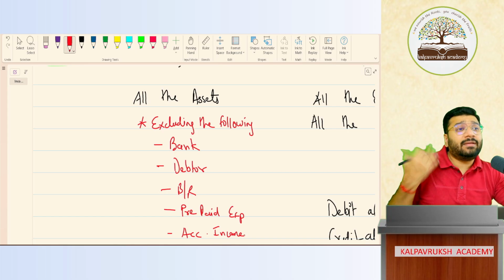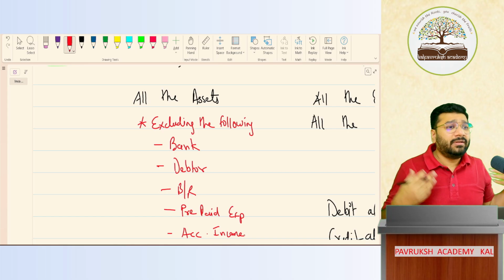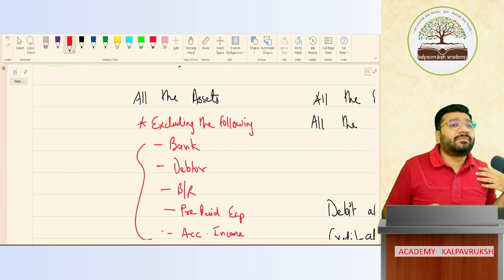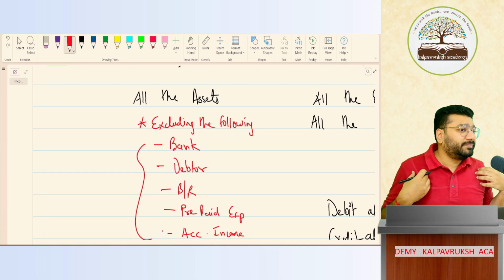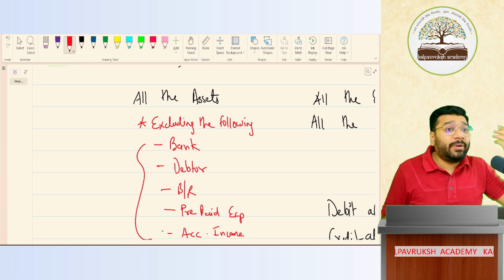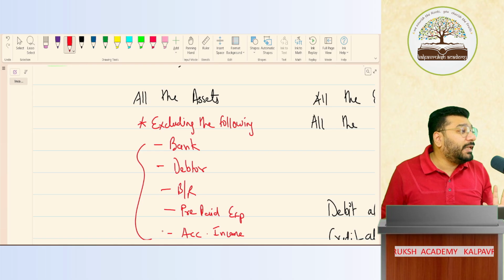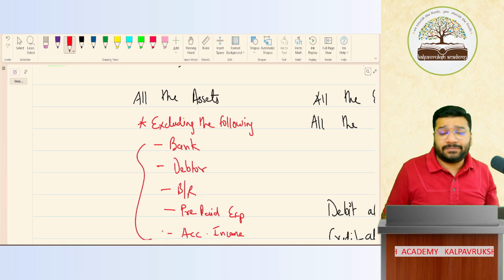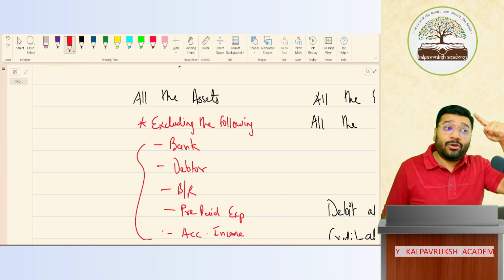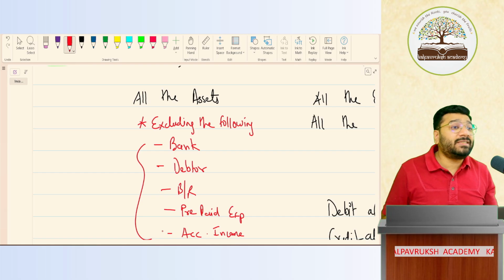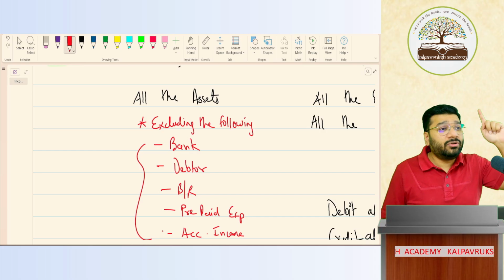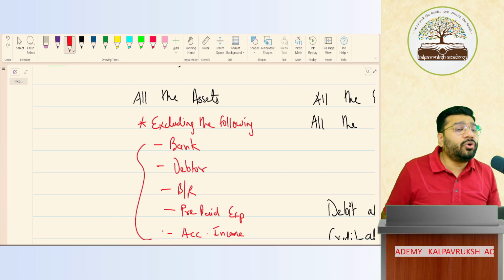Can you give an example of all the other assets? Furniture will go to real account because furniture is not coming under the exclusion. Land will go to real account. Then cash. Is cash coming under exclusion? No, cash will go to real account. Cash is an asset. Next, stationery is expenditure. That will go to nominal account. Stock, goodwill, patent. All of this will go to real account.